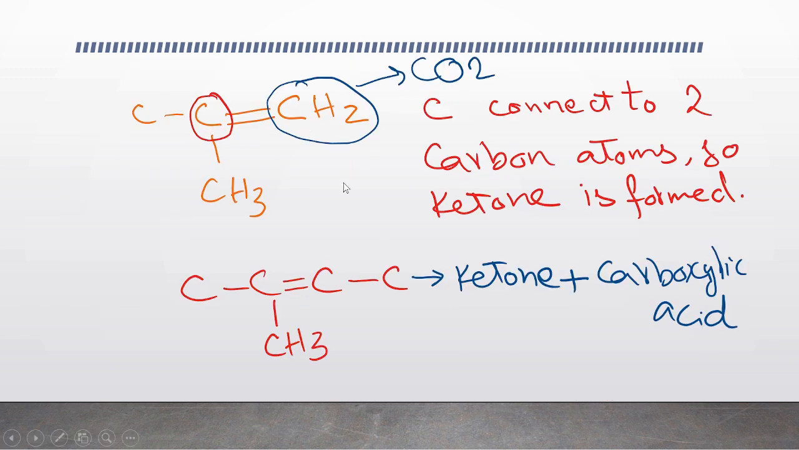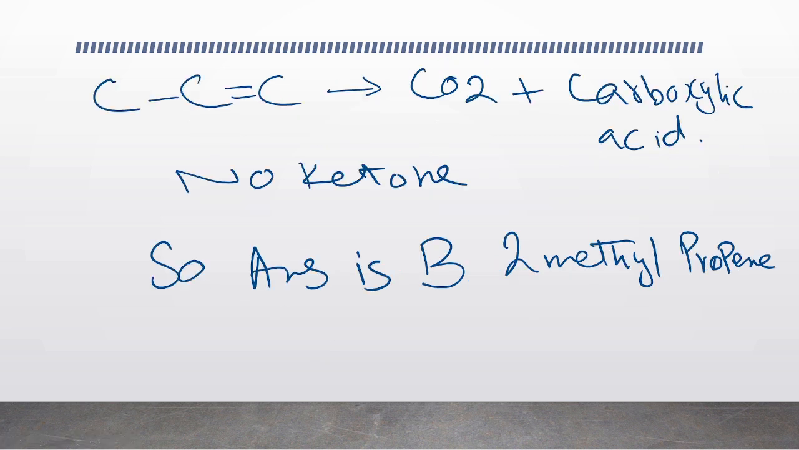For the rest of them, you can see here there is the formation of CO2, but C is connected to two carbon atoms, so there is a ketone formation here. Here there is a formation of ketone plus carboxylic acid, and the last one CO2 plus carboxylic acid. So no ketone formation, so it is clear that the answer is B, 2-methylpropene.